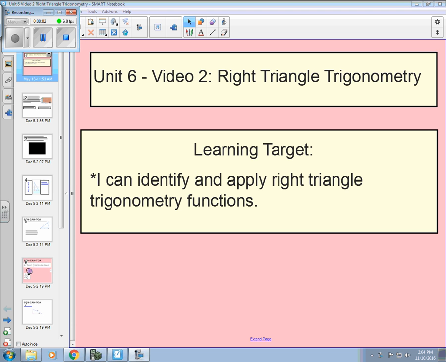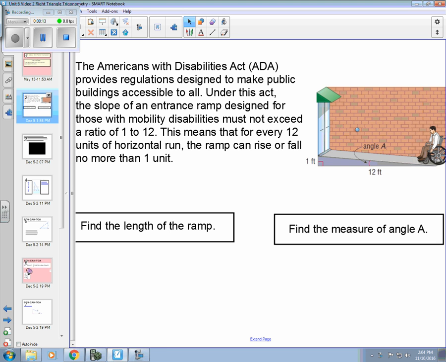We're going to keep looking at right triangles today, and we wanted you to be able to identify and apply right triangle trigonometry functions to any triangle. The first one on your note sheet says that the Americans with Disability Act, or the ADA, provides regulations designed to make public buildings accessible to all.